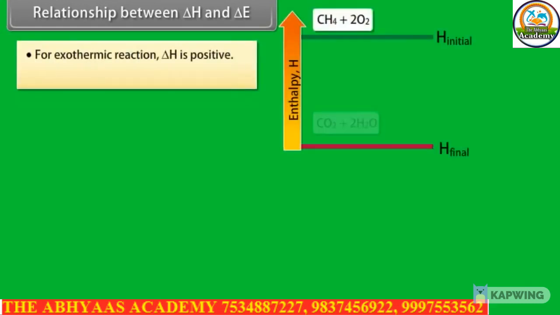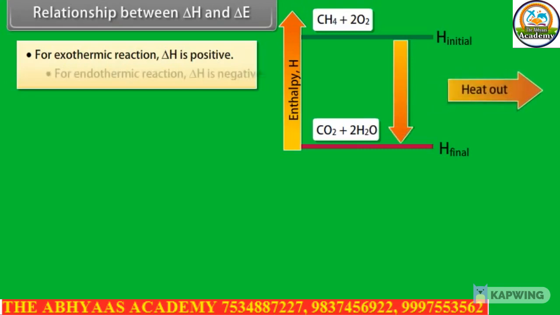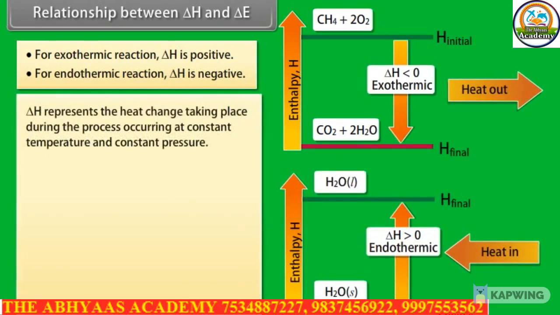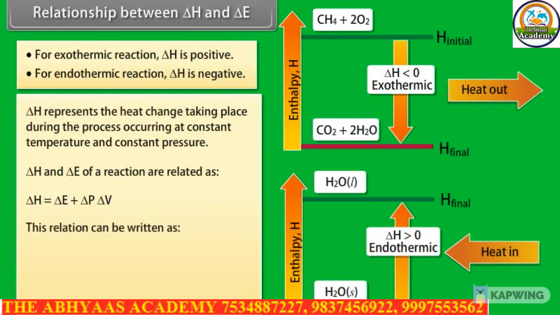For exothermic reaction, delta H is positive. For endothermic reaction, delta H is negative. Delta H represents the heat change taking place during the process occurring at constant temperature and constant pressure. Delta H and delta E of a reaction are related as delta H equals delta E plus delta P delta V. This relation can be written as delta H equals delta E plus delta NgRT, where delta Ng is the change in the number of gas moles.